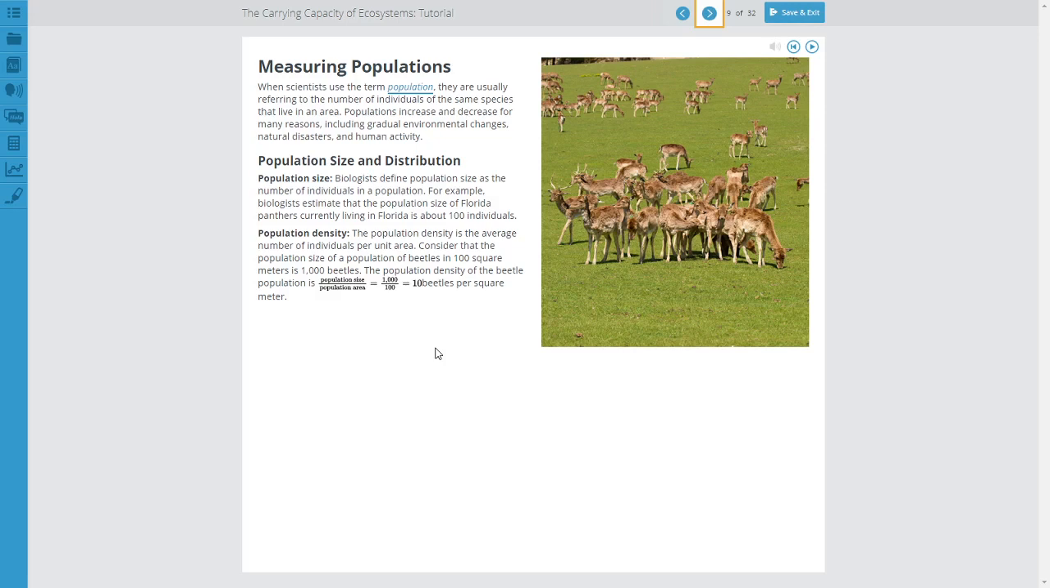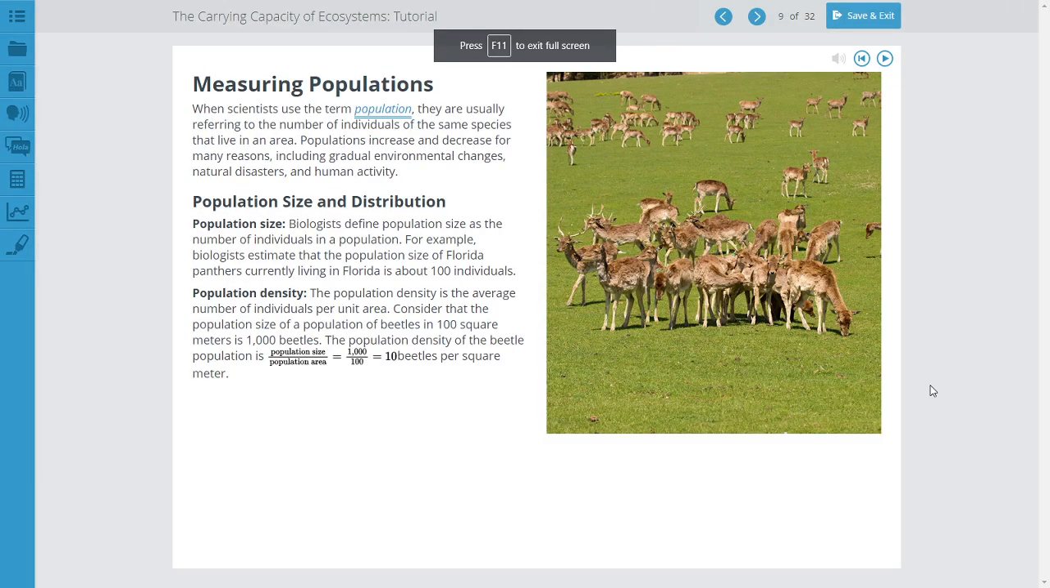And one way that we can measure distribution is by something called density. Population density is pretty simple. Okay, the formula is right here, and you can see it. Let me make this a little bit bigger. Hang on. There, that ought to be better.